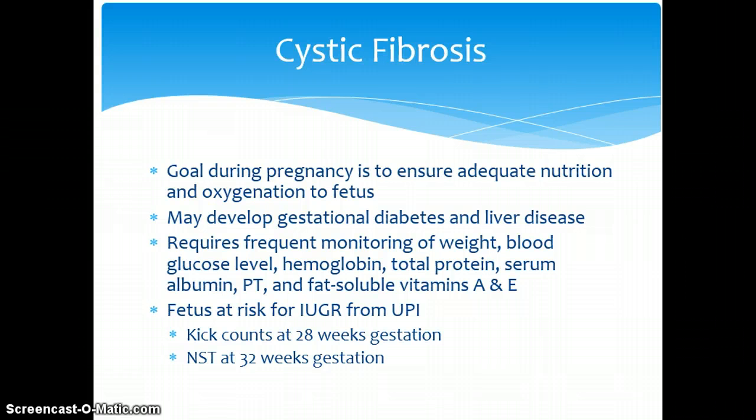Fetuses born to moms with cystic fibrosis are at risk for intrauterine growth restriction, where babies are not growing appropriately for their gestational age, from uterine placental insufficiency, UPI. With uterine placental insufficiency, again, the nutrients and oxygen are not crossing the placenta and reaching the fetus. These individuals will have kick counts started at about 28 weeks gestation and non-stress tests starting at about 32 weeks gestation to make sure that the fetus is doing well in the intrauterine environment.